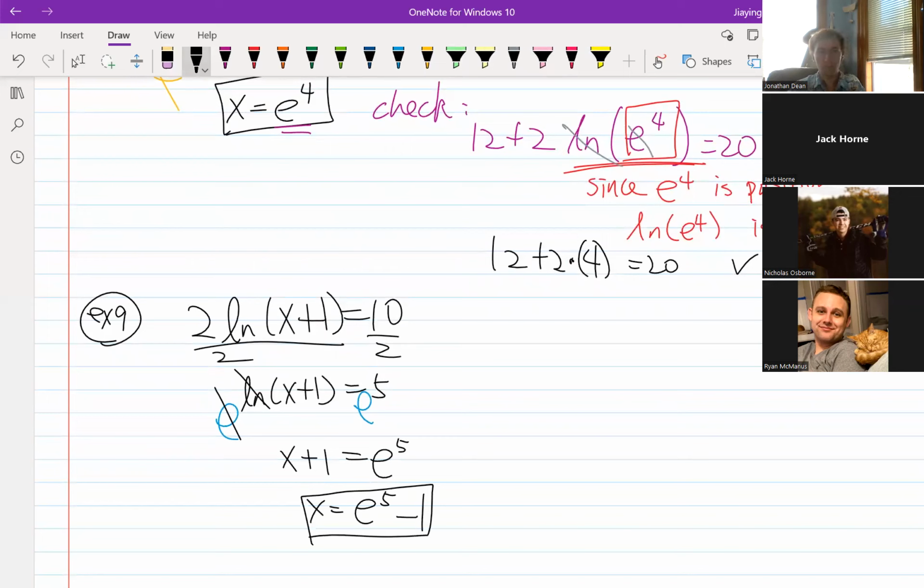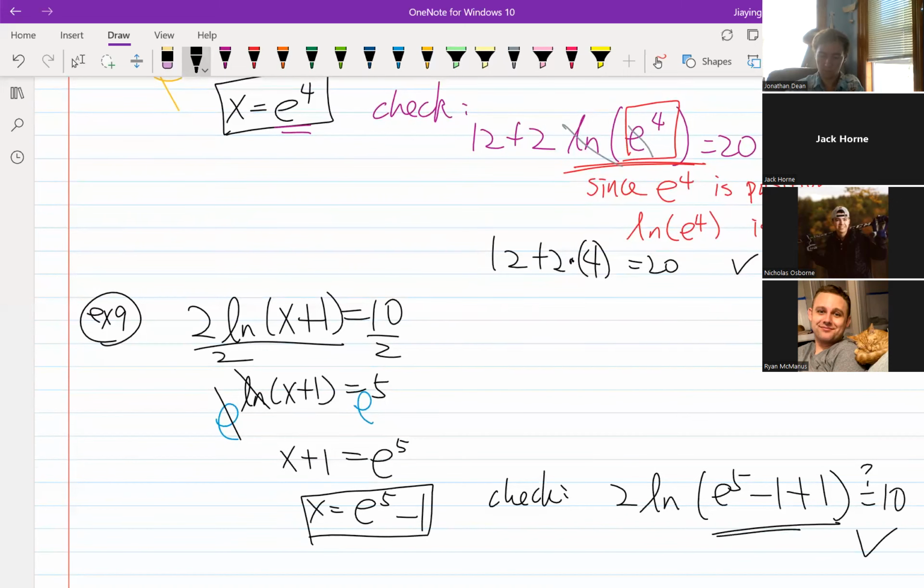Is that correct? Well, let's see. If I take this expression and put it into the equation, I get 2 natural log of e to the fifth minus 1 plus 1 equals 10. And it turns out that's true because e to the fifth power minus 1 plus 1 is e to the fifth power. When we have a natural log of e to the fifth power, we just get 5. 2 times 5 equals 10. So yes, and then we don't have any negatives here. It's positive.